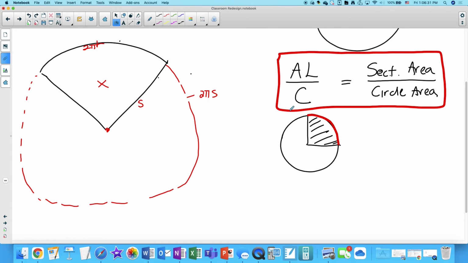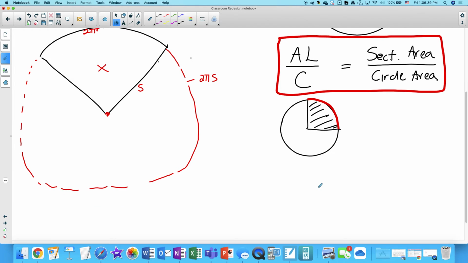And using this ratio that we've set up right here, arc length over circumference equals sector area over circle area, we can fill in everything that we know, and what we'll find is that the only thing we don't know is x. So I'm going to do that right now. Arc length over circumference would be 2 pi r over 2 pi s. That has to equal the sector area, which I've called x, over the circle area. The circle area is pi s squared, because s is the radius of the larger circle.